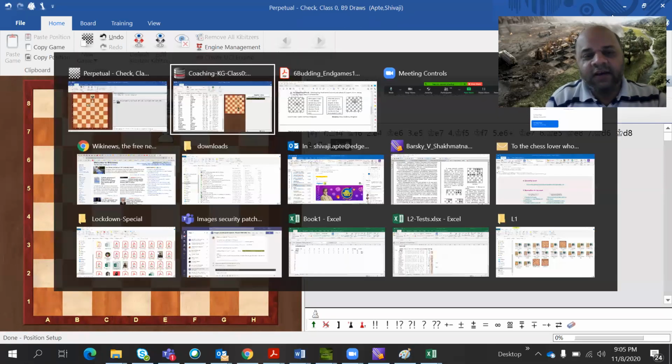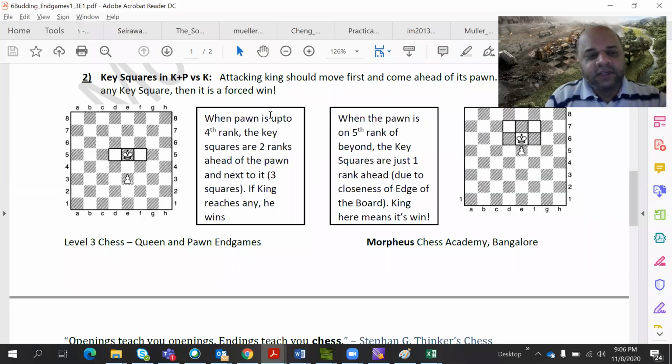Okay, so what we are learning in this is what does the attacking king need, whoever has got the pawn? Where should his king be so that he can be assured of victory, right? You should be able to know that upfront, just looking at it. And that is the concept of key squares. It is called key squares.